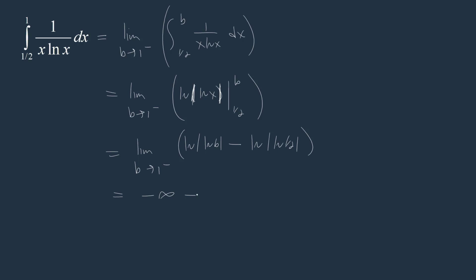And the other would then be minus the natural log, absolute value of the natural log of a half. And we don't really care what those values are because it's clearly just negative infinity. So we're forced to say that the improper integral diverges. So the improper integral from 1/2 to 1 of 1 over x natural log of x dx just plain diverges.